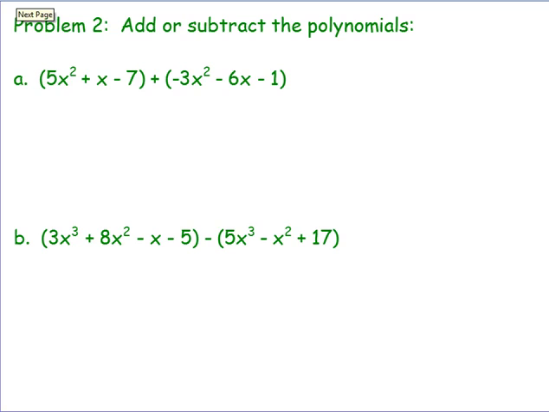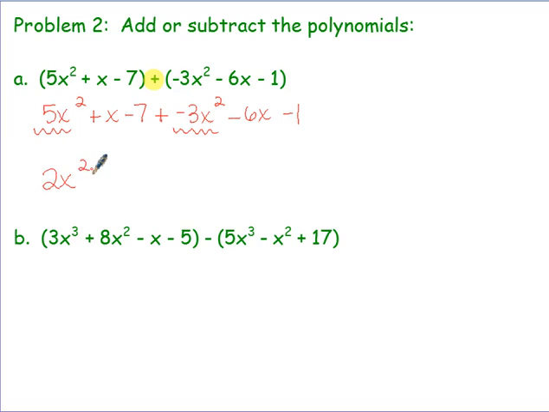First question is letter A, adding or subtracting? Well, if we look between the parentheses, that is a plus sign, so this is addition. So I'm going to drop the parentheses. 5x squared plus x minus 7 plus negative 3x squared minus 6x minus 1. Let's look for some like terms. And if you're smart, you'll start with the highest exponent. The highest exponent here is 2. Does it have any like terms? There's another 2 right there. 5 plus negative 3 leaves me with 2x squared.